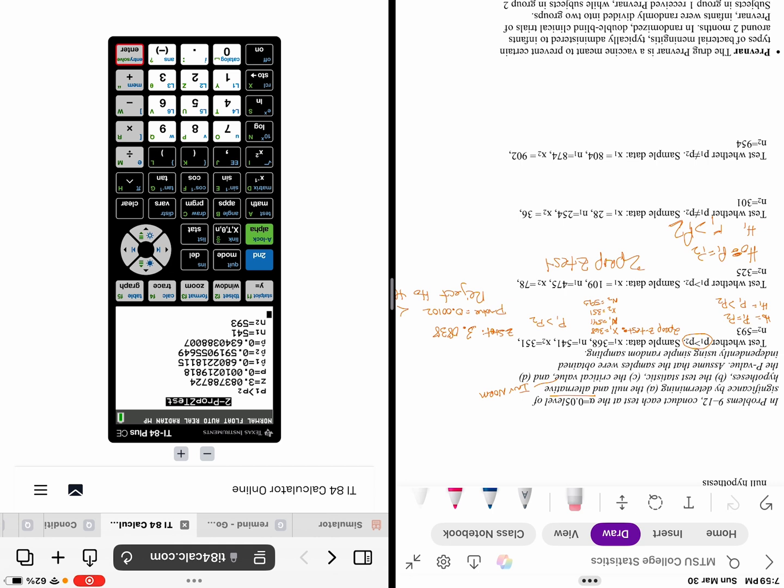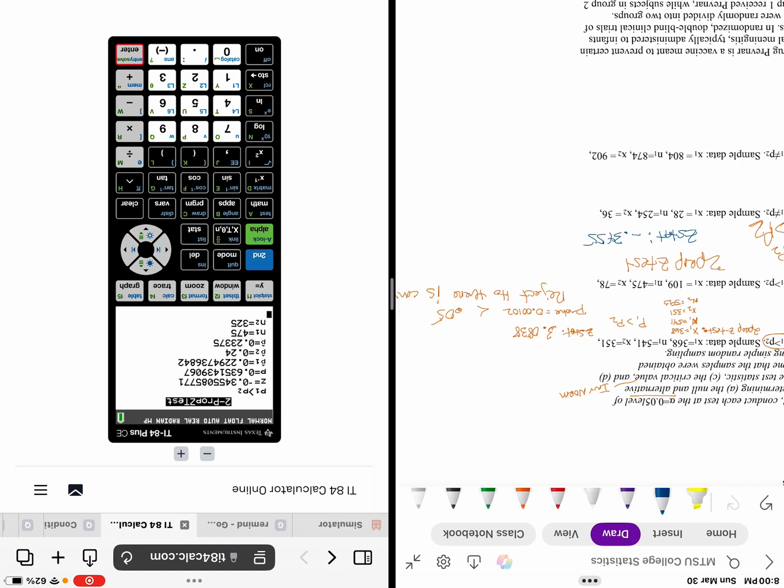So Stat, Test, option 6, and we're going to enter 109, 475, 78, 325, and we're again using the same alternative. So we're going to just go ahead and hit Enter. And this one has me, let's see, the z-statistic as negative 0.3455.